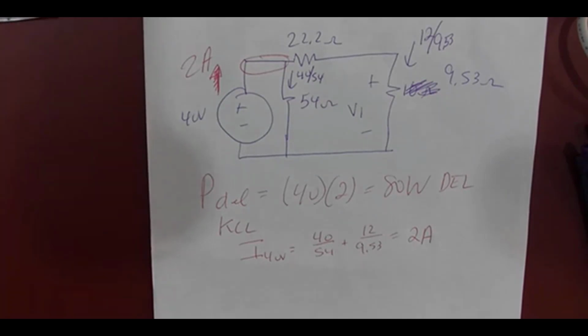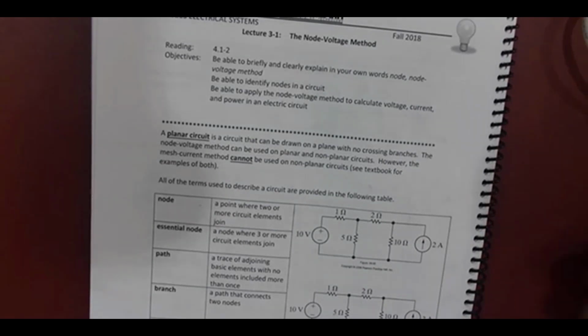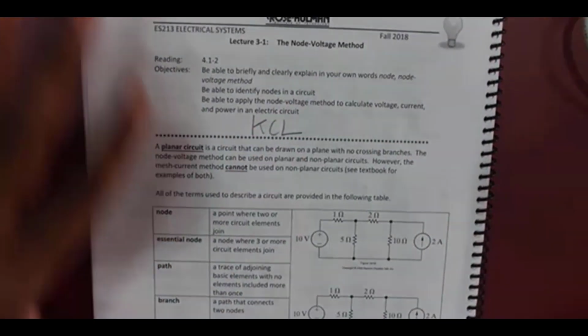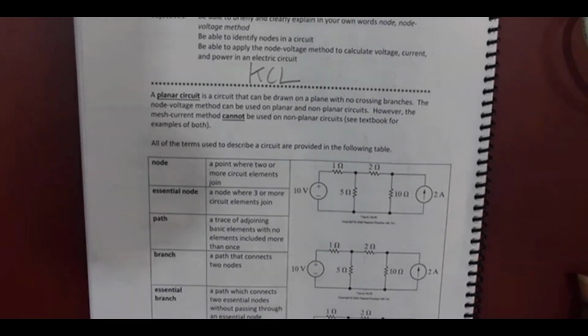Okay, moving on. We're starting a new topic. It's called the node voltage method. The node voltage method is based upon Kirchhoff's current law, KCL. So it's really important that you're able to recognize nodes, because you can't do KCL if you don't know where the nodes are. We use the node voltage method on circuits that are planar, which means no crossing branches. I actually don't give you non-planar circuits because it's too hard to do anything with them, okay?